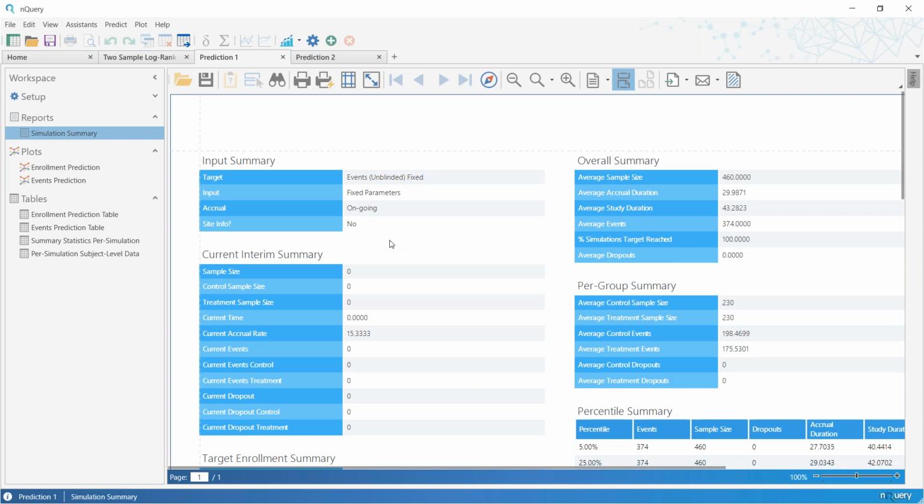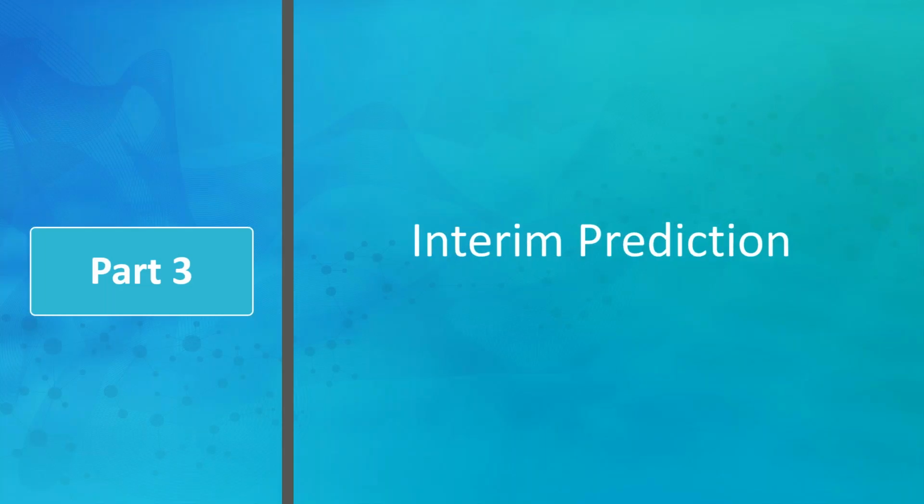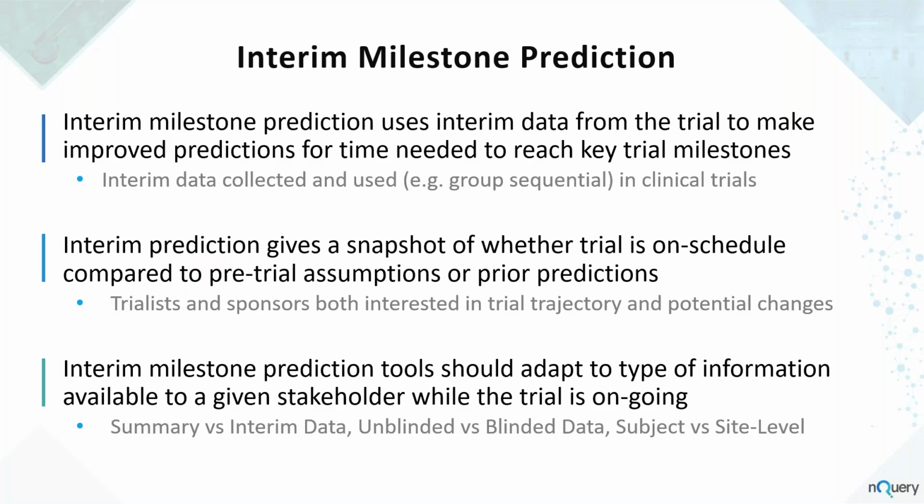But that just gives you a flavor of the kind of things that you could explore. Of course, there's lots of other things you could explore. You could change the expected enrollment rate, and then in future, you could also look at other models as well. So that's pre-trial prediction.